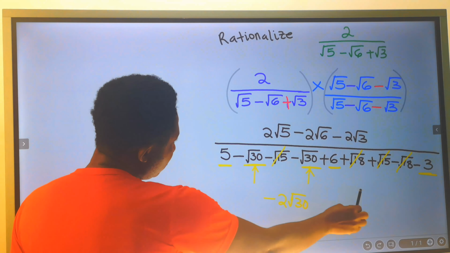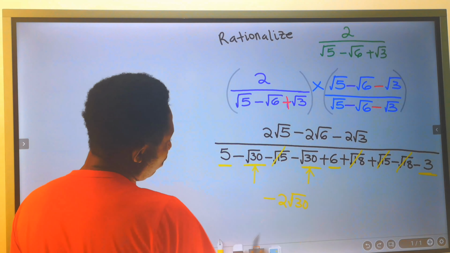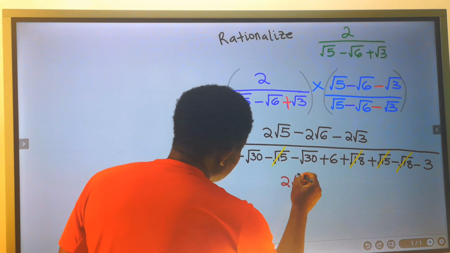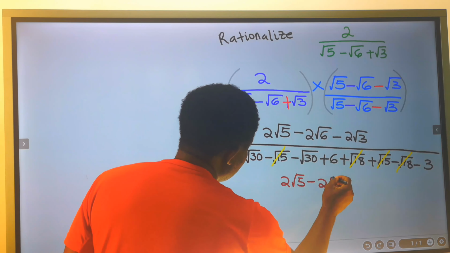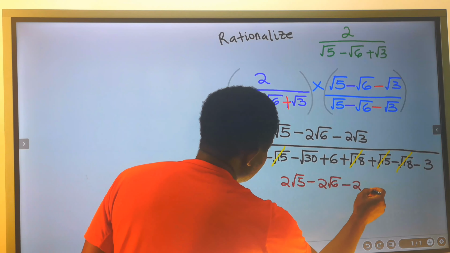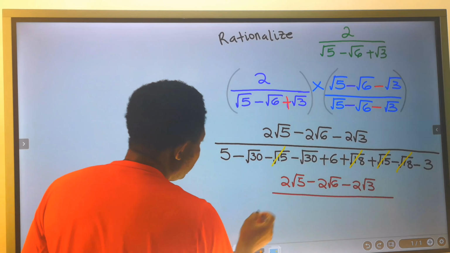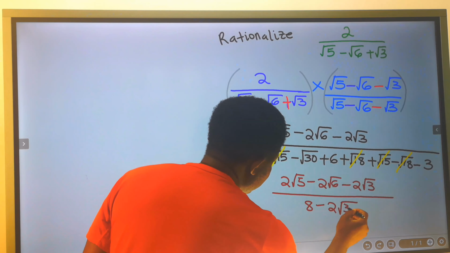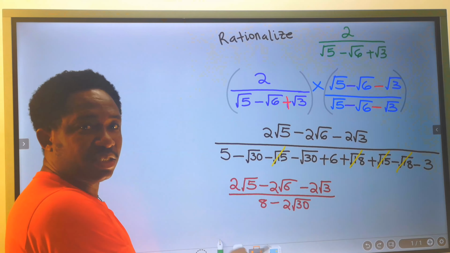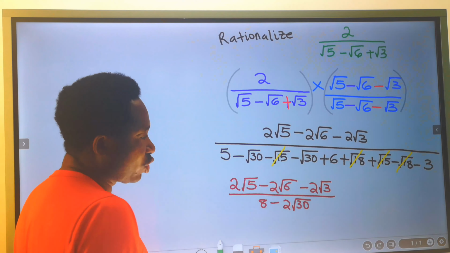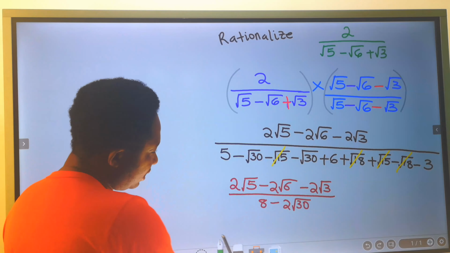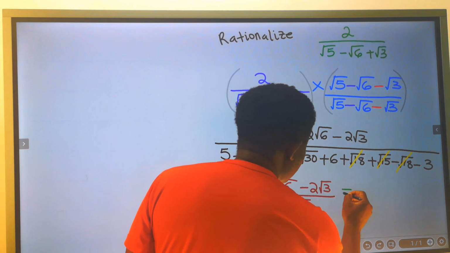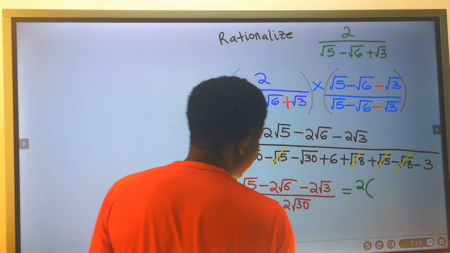We're going to use this analysis for the result of the denominator. Next, we're going to have 2 root 5 minus 2 root 6 minus 2 root 3, all divided by 8 minus 2 root 30. Next, at the numerator, 2 is common. Also, at the denominator, 2 is also common.